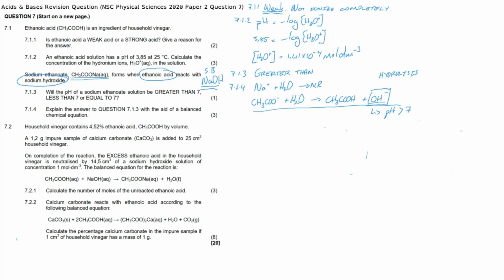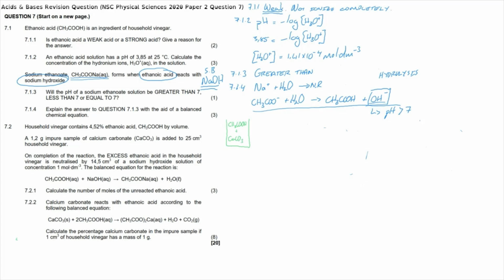Now, before attempting to answer this, what's important to see is that there are two reactions taking place here. The first one is a reaction between the vinegar and the calcium carbonate. The only part of the vinegar that is going to react is our acetic acid. So the first reaction, I'm drawing them in two separate containers, is the reaction between vinegar and calcium carbonate.